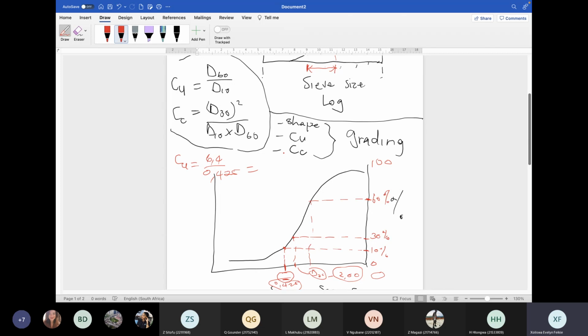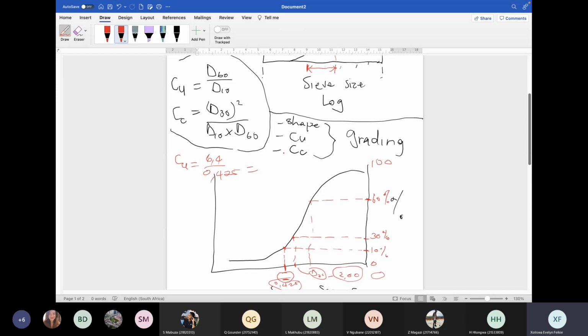If you're looking at a graph, your grading curve, and you find out that I'm looking at the value of Cu, I'm looking at the value of Cc, and then maybe I ask you to comment on the grading of the soil. How do you comment on the grading of the soil? You will tell me the soil is well graded. Why? The question will be why are you saying it's well graded? Maybe you'll say it's well graded because you'll comment on the shape, you'll comment on the value of Cu, you'll comment on the value of Cc, right?